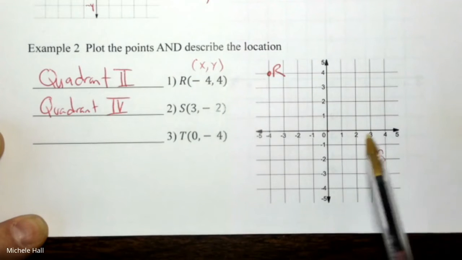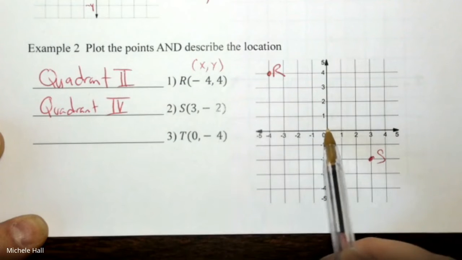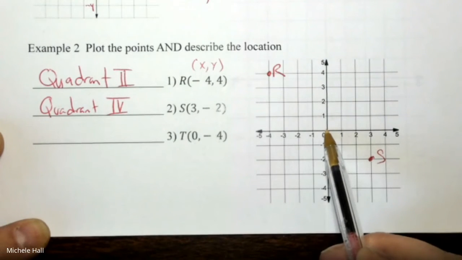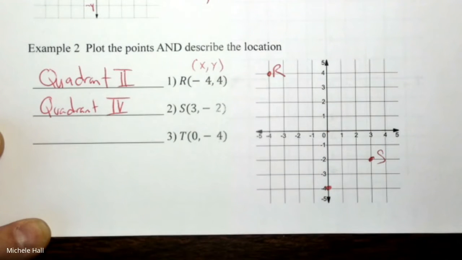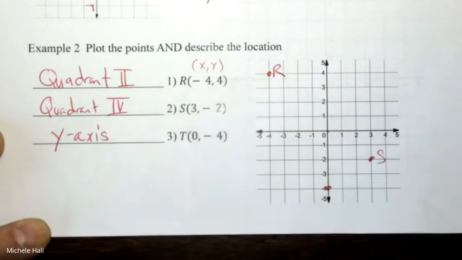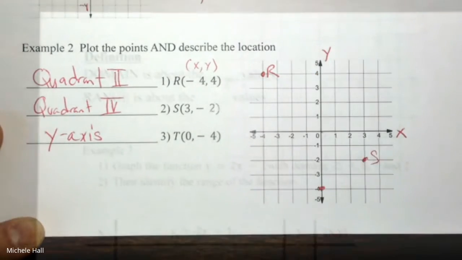Point T says x is 0, but then I need to go down 4. So here's x is 0. I'm not going to the left or to the right. I'm at 0, but then I need to go down 4. How would I describe that location? Is it in a quadrant? Y-axis. So if it's not exactly in the quadrant, it's either going to be on the x-axis or the y-axis.